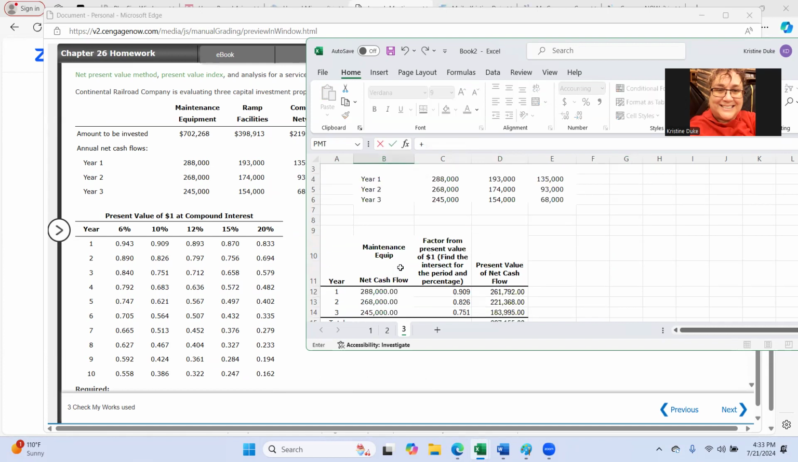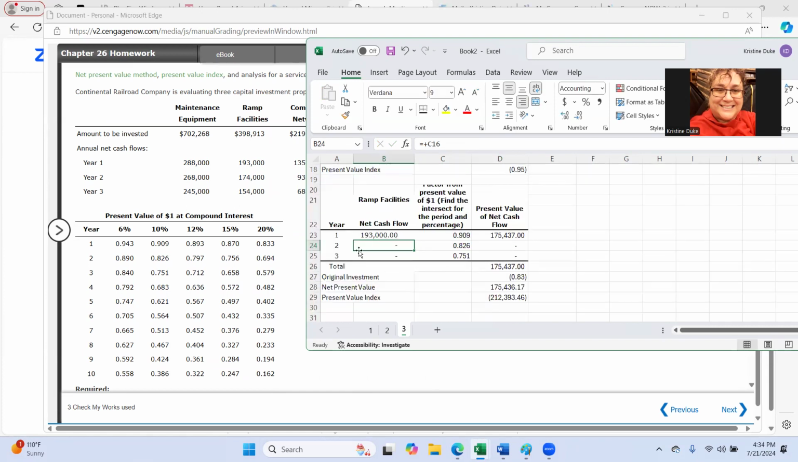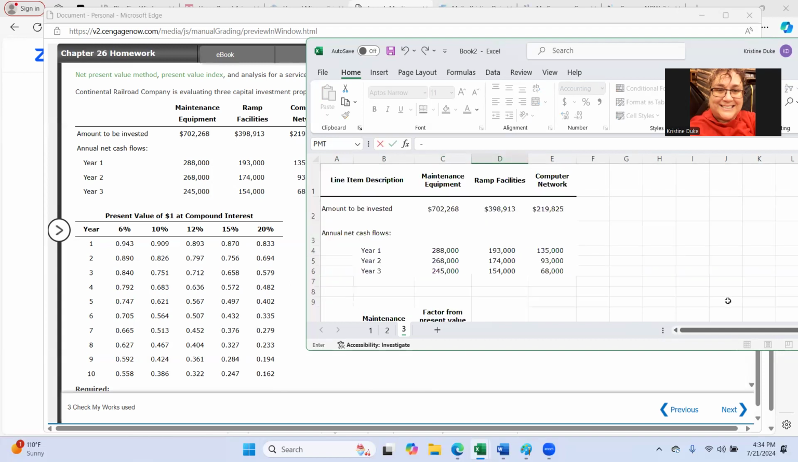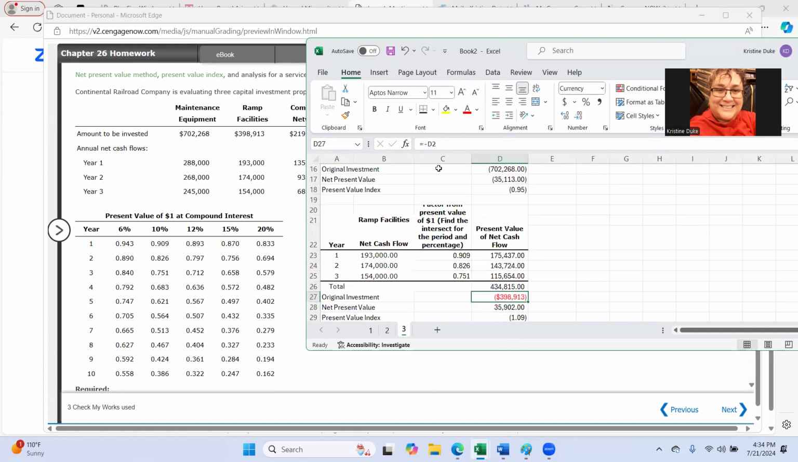Let's go up here. All I did was reference that cell. I'm going to come in here, drag and drop, and make sure that this still has a nice pretty underline. These factors are not going to change. That one's going to be fine. However, we do need to see what that original investment is going to be, and it's up here, 398,913. Don't like that.